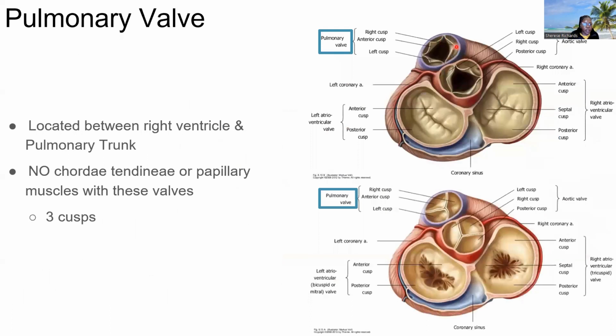Sorry, the only other thing I wanted to say here is that the semilunar valves are not associated with papillary muscles and with the chorda tendineae. So it's really important to distinguish these from the AV valves as well. The AV valves, which are mitral and tricuspid, are the only valves that are associated with papillary muscle and with the chorda tendineae.